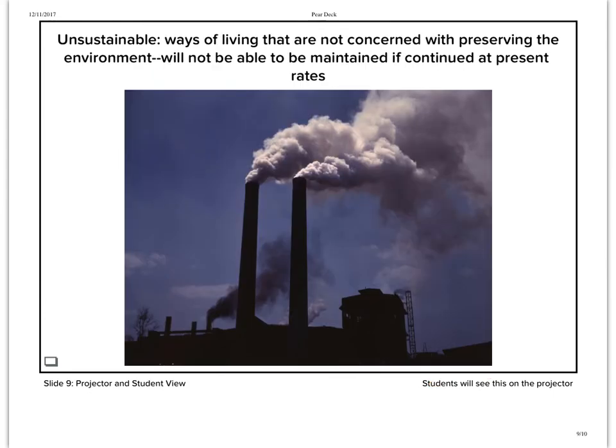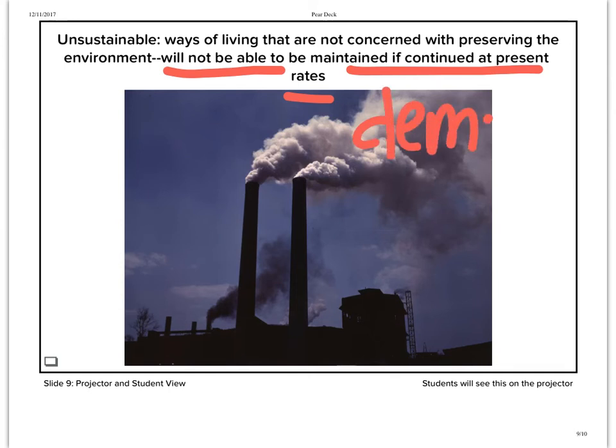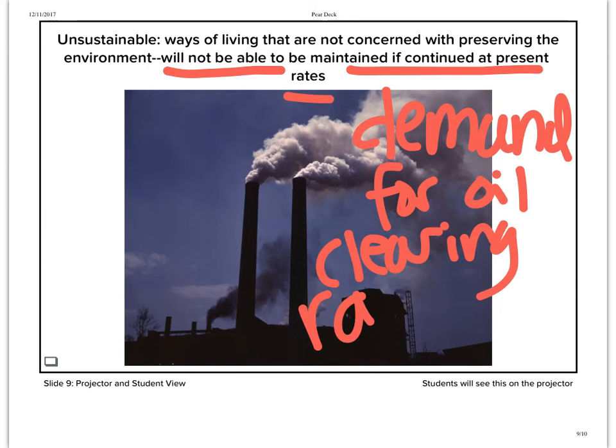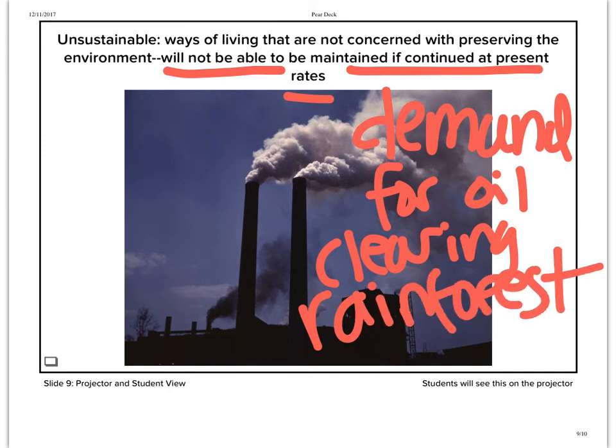Unsustainable means a way of living that is not concerned with preserving the environment. Something is unsustainable if we are not going to be able to maintain it if continued at present rates. So meaning like our demand for oil, us clearing the rainforest, that's not sustainable. Okay, eventually we're going to kill off the rainforest ecosystem if we just keep cutting it down. Eventually we're going to run out of usable oil.